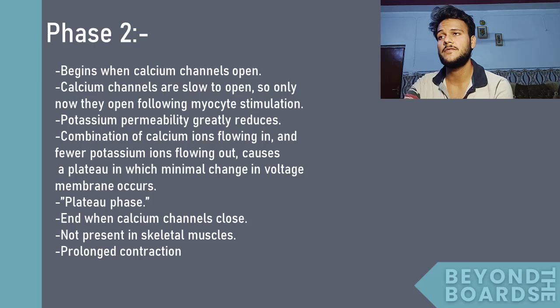Okay, so phase 2 is also called the plateau phase. It begins when the calcium channels open. Also, the potassium permeability decreases, causing this plateau in the membrane potential. This phase ends when the calcium channels close, and this phase is very unique to the myocyte action potential, and is responsible for a more prolonged, sustained contraction.